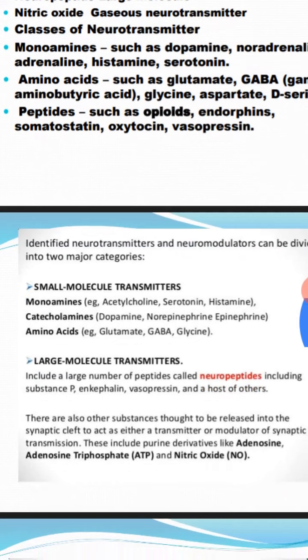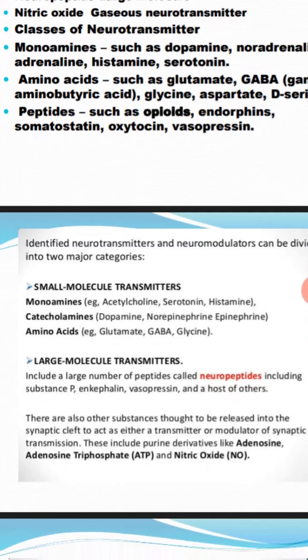Then what are large molecule transmitters? They are also called neuropeptides. For example, vasopressin and enkephalin are examples of large molecules. There are also other substances which are thought to be released into the synaptic cleft to act either as transmitter or modulator of the synaptic transmission.